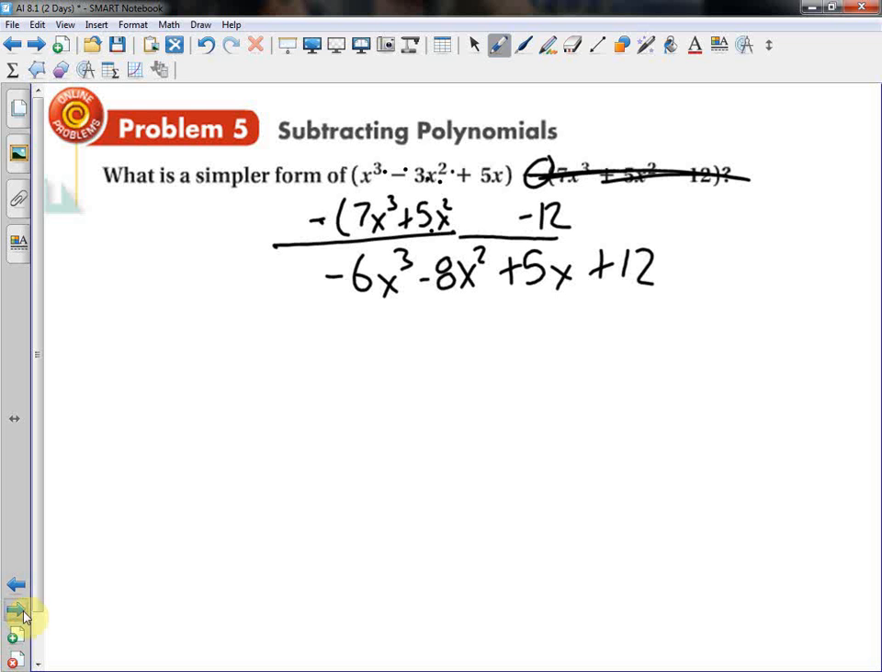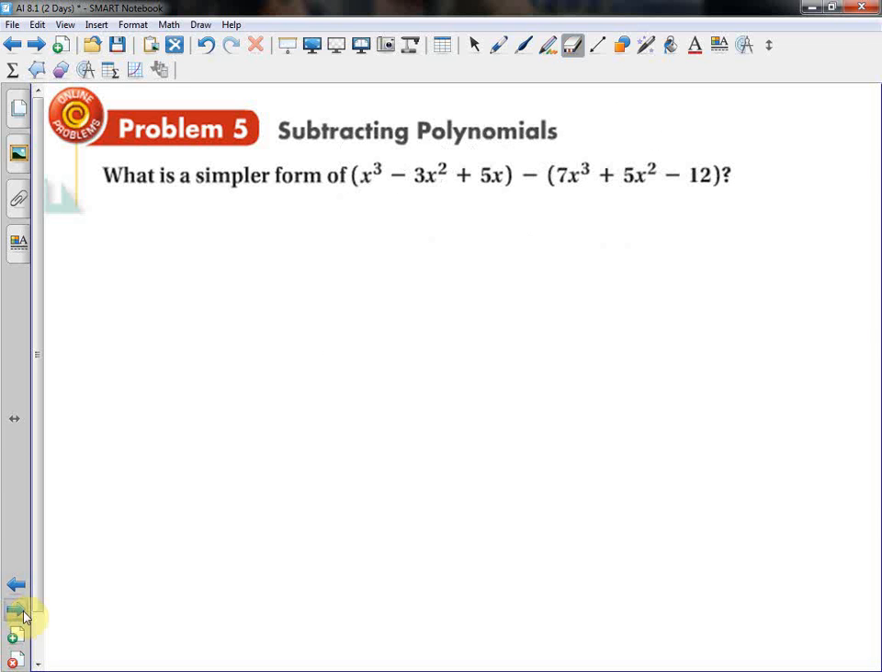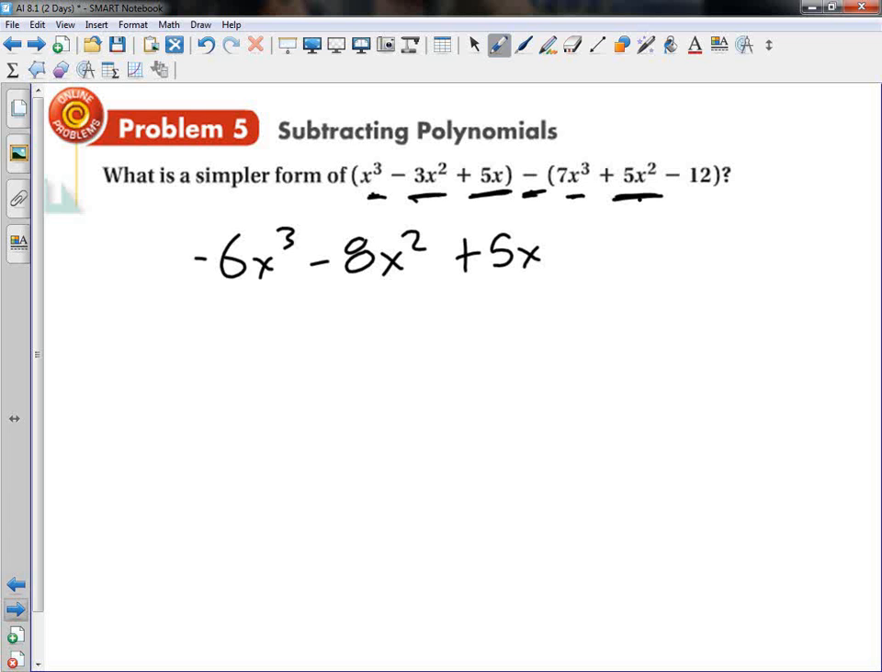The other way is to go piece by piece. So start off with my x cubed. There's my x cubed. So I'm going to go x cubed minus 7x cubed, negative 6x cubed. Now look at the next term, which is negative 3x squared. I do have an x squared over here to match it with. Negative 3x squared minus 5x squared is a negative 8x squared. And then last, I look at the 5x. Do I have anything to combine it with? And the answer is no, so I'm just going to drop it down. And last, I have a minus negative 12, which, 2 minus signs make a plus sign. So both ways, 2 different ways to look at it.